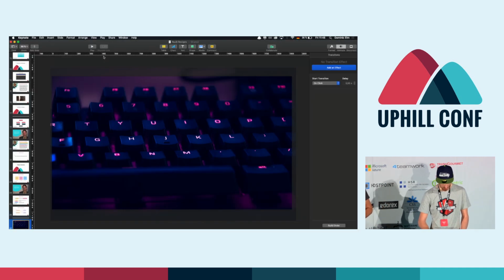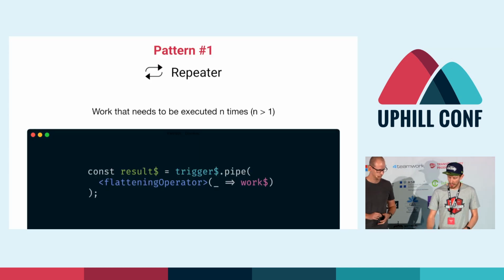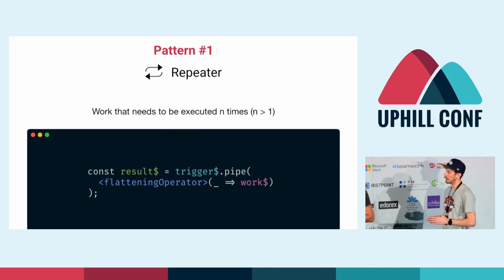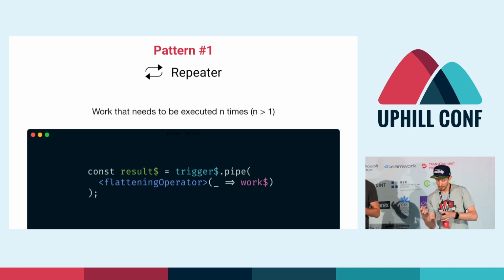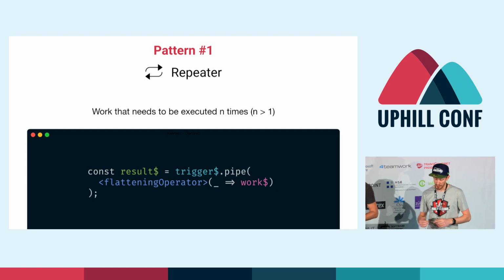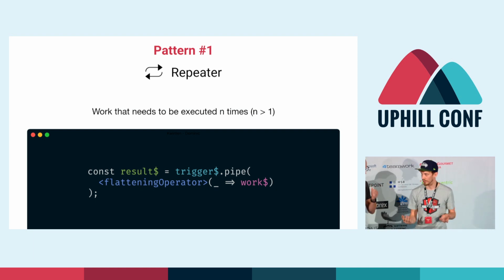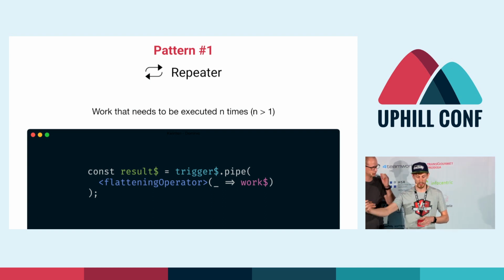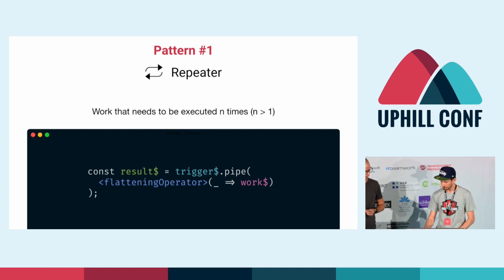So let's go back to the slides. Now, our talk is about patterns. What is the pattern that we just used? We try to formalize this into these patterns. And the first pattern is the repeater pattern. Whenever you have some work that needs to be executed n times, then you would use this repeater. And the structure is always the same. These look very simple, but they recur very often in your application, so they come up all the time. You have a trigger, you have some kind of flattening operator, and then you want to resubscribe to the work and execute that work whenever the trigger fires a new value.